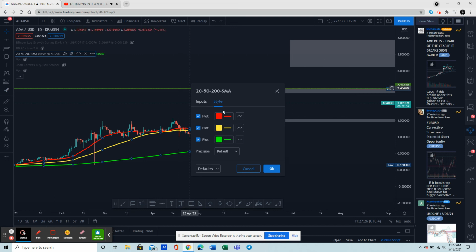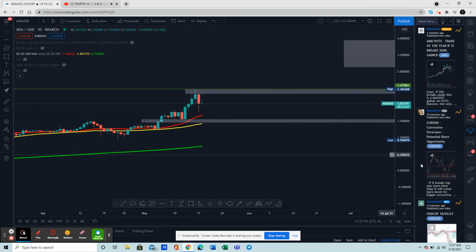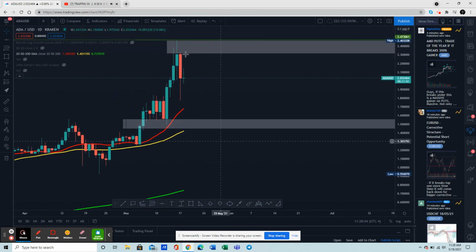Okay, I'm sorry. The red is the 20, right here. The yellow is the 50. And then the 200 is the green line, okay? So when price is above all three, that shows bullish momentum. But if you see how price likes to hug and tug, whenever your price is away from all of the moving averages, you have to be a little bit concerned that you're going to have some form of a pullback. So this is concerning, but in a good way, just meaning that, hey, this is not sustainable.